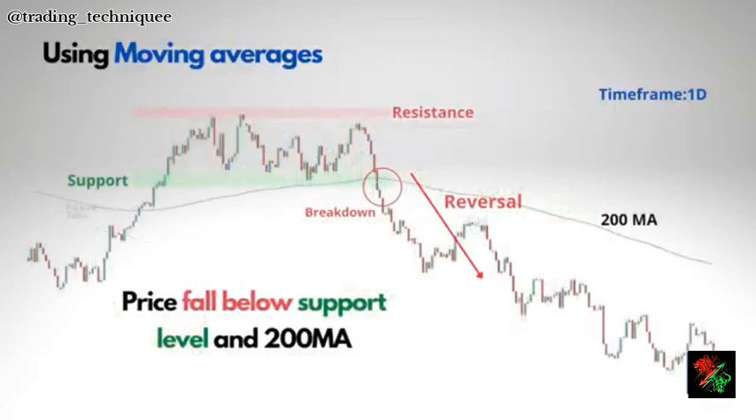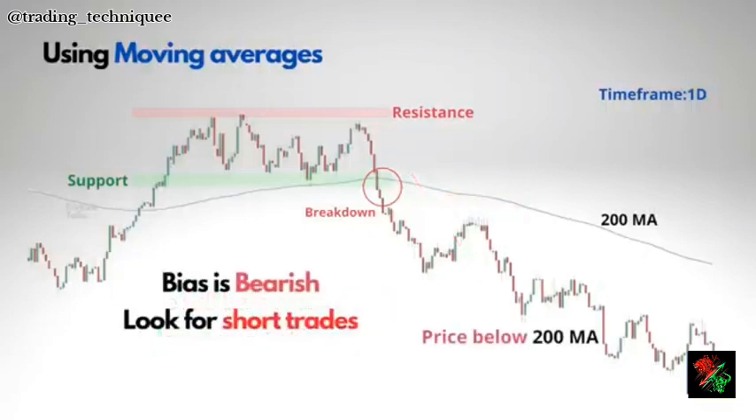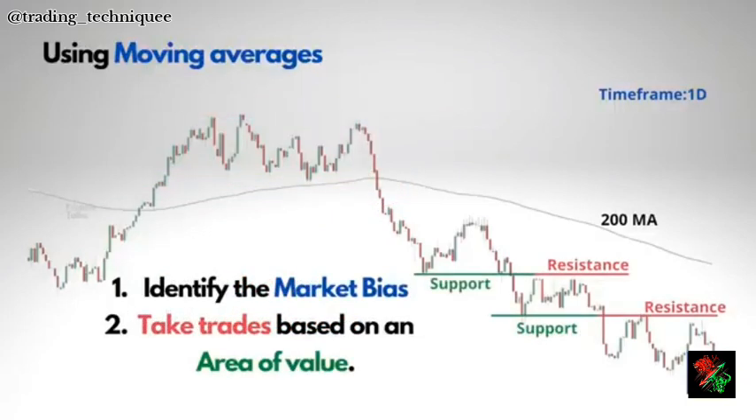The price broke down the support level and even moved below the 200 moving average with great momentum. There wasn't any price rejection of any sort from both these areas of value. Now we can have a short bias since the price is trading below the 200 moving average, and now we can look for opportunities to go short on the market. Now this is how you can actually use the 200 moving average to give you a bias to know whether you should go long or stay short.